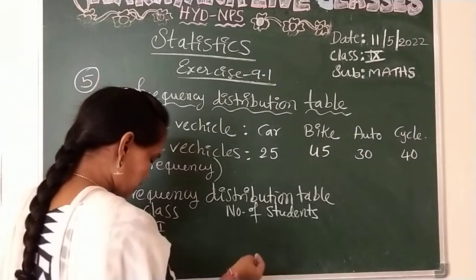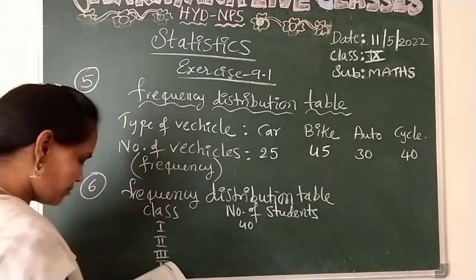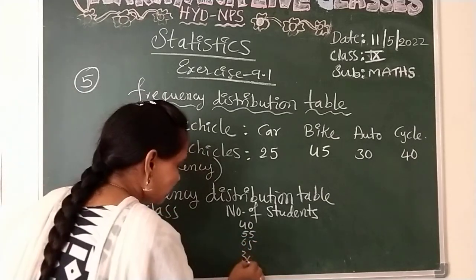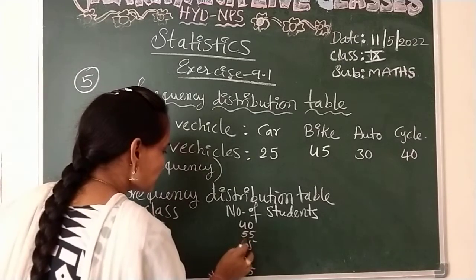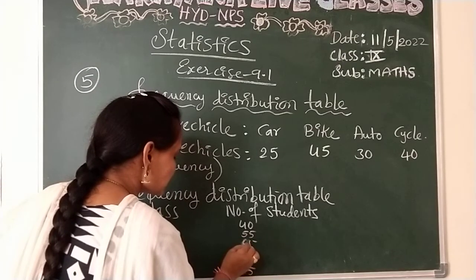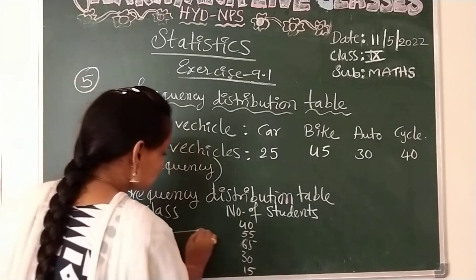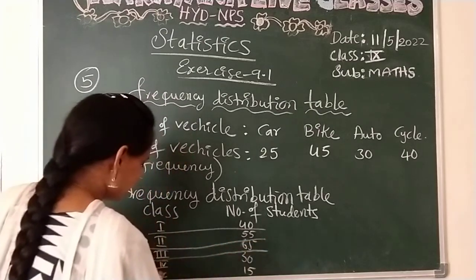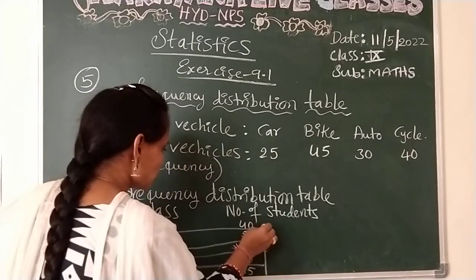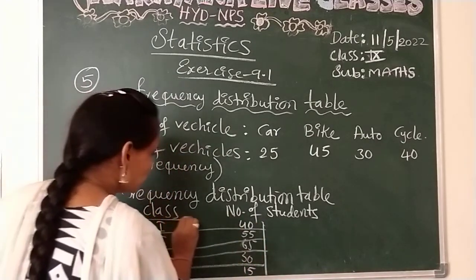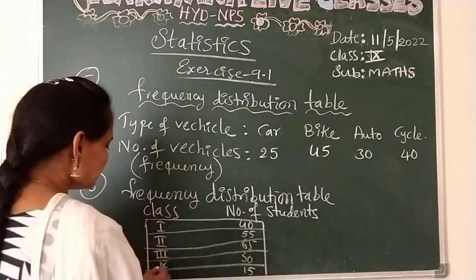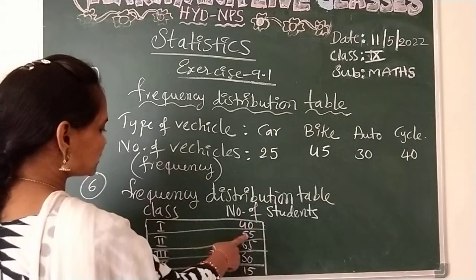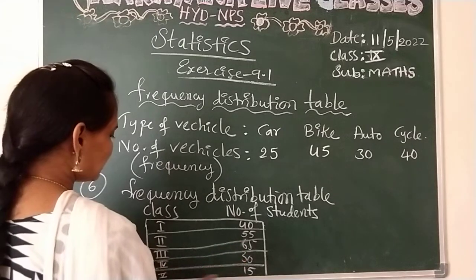Now first class number of students is 40. Second class number of students is 55. Next 65. Next 30, 50. These are the class-wise number of students. I just wrote roughly on the board, and there is not sufficient space, so in your notebook draw the table with the scale neatly. First class 40 students, second class 55, third class 65, fourth class 30, fifth class 50.